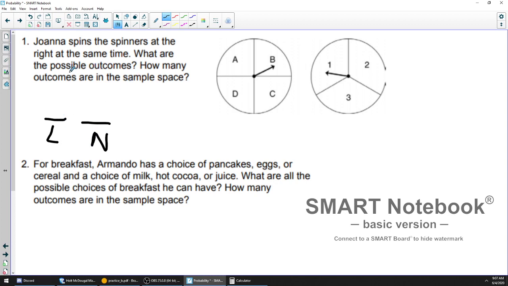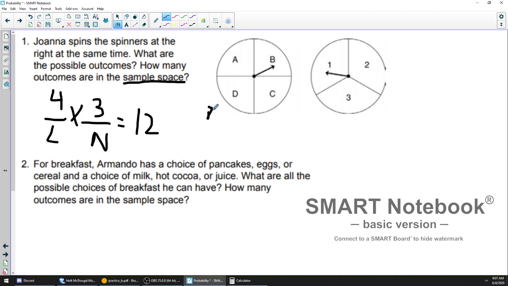So what are the total possible outcomes? Well, how many outcomes are here? We've got A, B, C, or D. So there's only 4 choices. How about this one? 1, 2, 3. There's only 3 choices. So how do we find the total sample space? The total possibilities. Remember, we multiply. We take one event, multiply it by the other event, by the amount of choices.